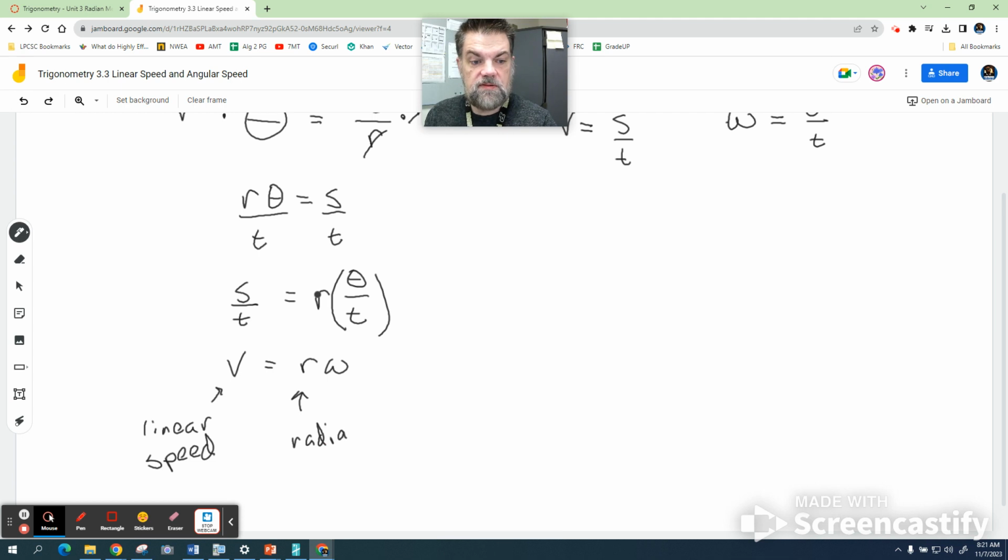I spelled radius wrong. I did it with an A, it's a U. So funny. I started to write radians instead of radius. Times the angular speed. That is not good penmanship. So that's a relationship directly between the angular speed and the linear speed.